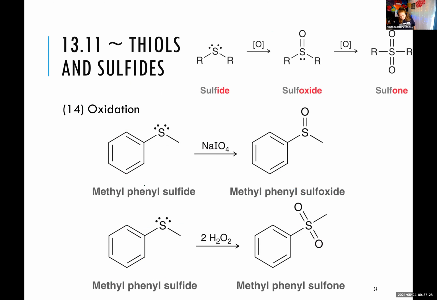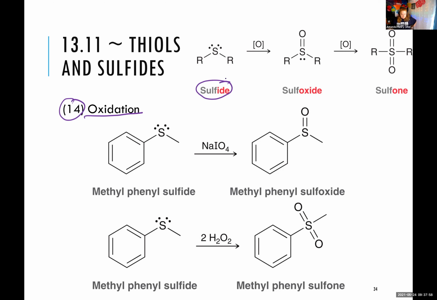Number 14. So number 14 is oxidation. There's actually two different reactions that fall on this slide, but both of them start with a sulfide. These are both shown with benzene rings, but that's definitely not a requirement. I'll use the reaction at the top to fill in some generic stuff, but we're starting with a sulfide. And we're going to do two different oxidation reactions.